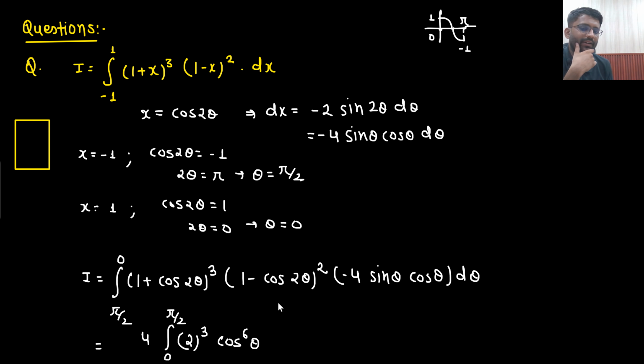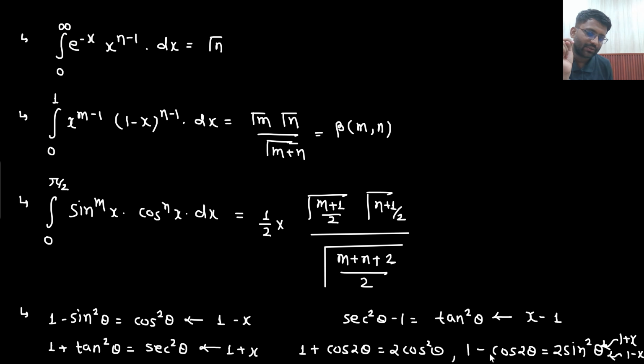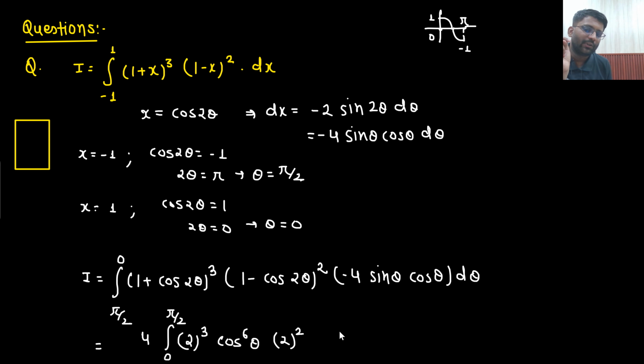Understandable? Here, 1 minus cos 2 theta is 2 sin square theta. So 2 to the power 2 will come outside, and this will become sin to the power 4 theta. Now minus 4 has already gone. This is sin theta cos theta, so one more sin theta is there, and this will become sin to the power 5 theta. And one more cos theta is there, so this will become cos to the power 7 theta, d theta. Is that understandable to you?